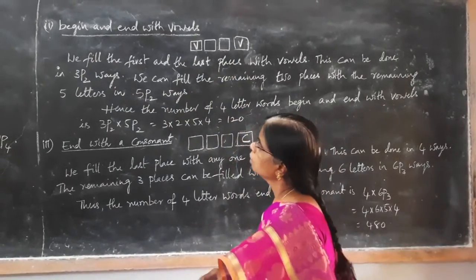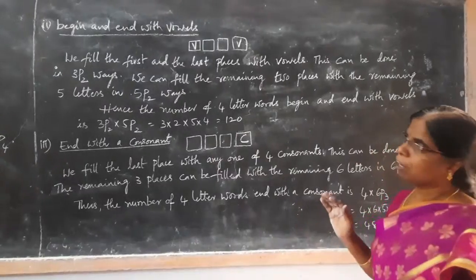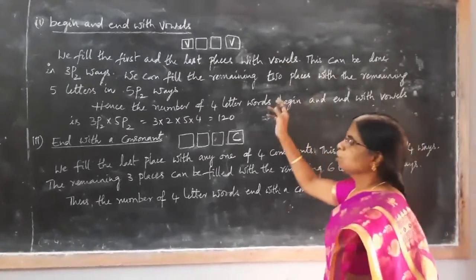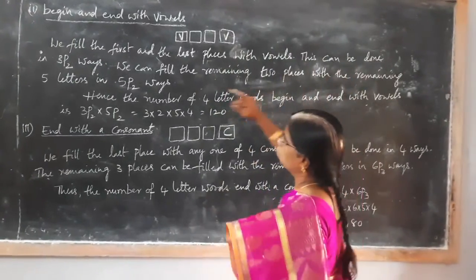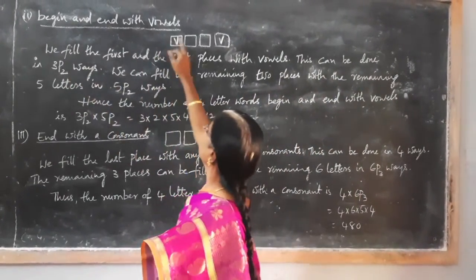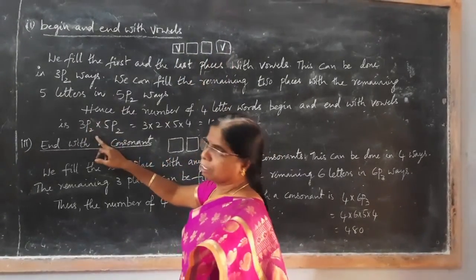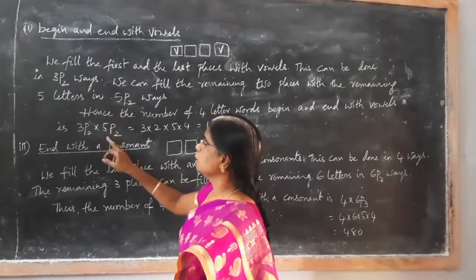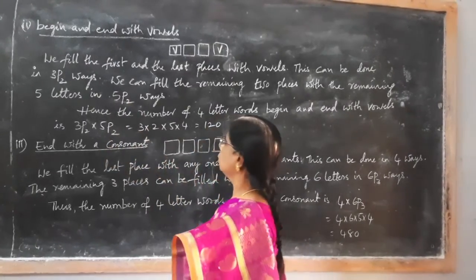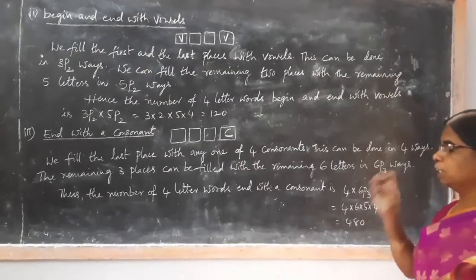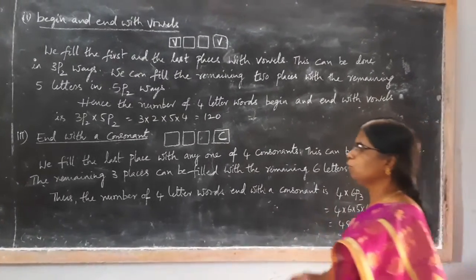So hence the total number of 4-letter words beginning and ending with vowels is 3P2, since the first and last places are filled in 3P2 ways, and this is 5P2. Okay, we got 120 4-letter words that begin and end with vowels.